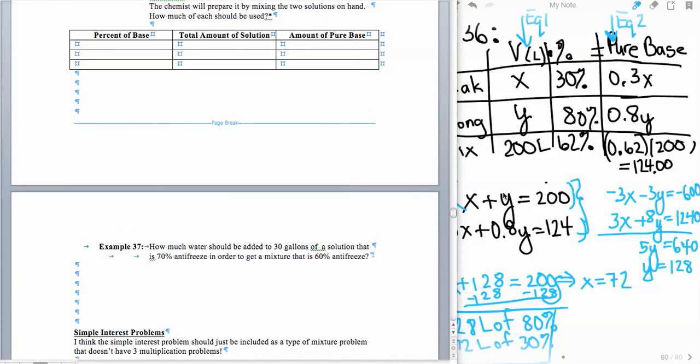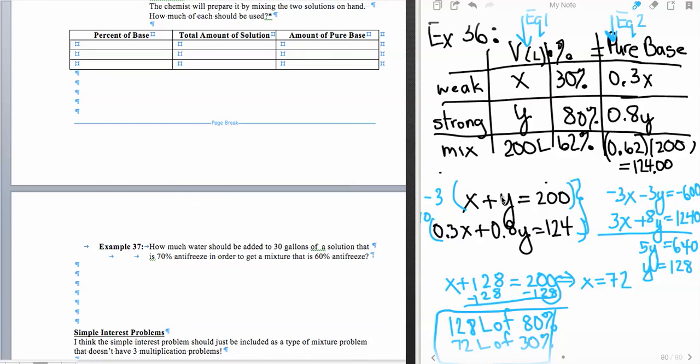Okay, so looking at this here, I cleared the second equation of decimals, and then I added them together by multiplying the first equation by -3. And I solved for y, I solved for x, and then I wrote this as 128 liters of 80%, and I wrote it as 72 liters of 30%. Don't just write that x equals this and y equals that. Do specify on that.